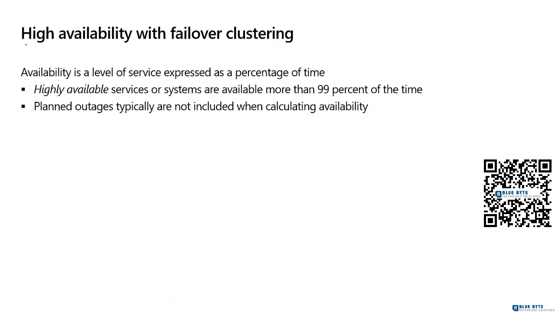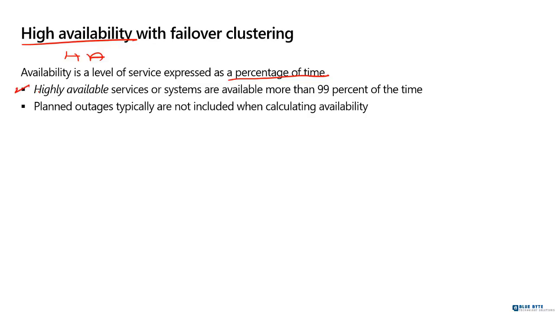Another term you will see a lot is high availability, or HA. This is always expressed as a percentage of time, like 99% of the time, or 99.99%, something like that. Highly available services are considered anything available more than 99% of the time. So if you're at or above that, you are highly available.